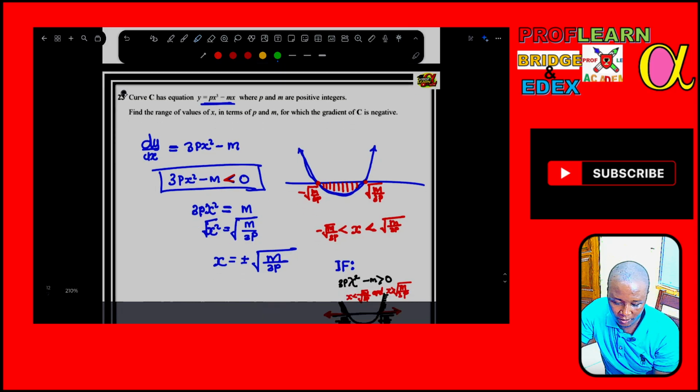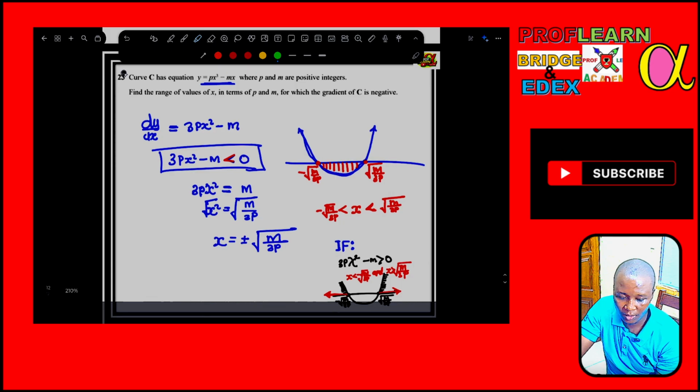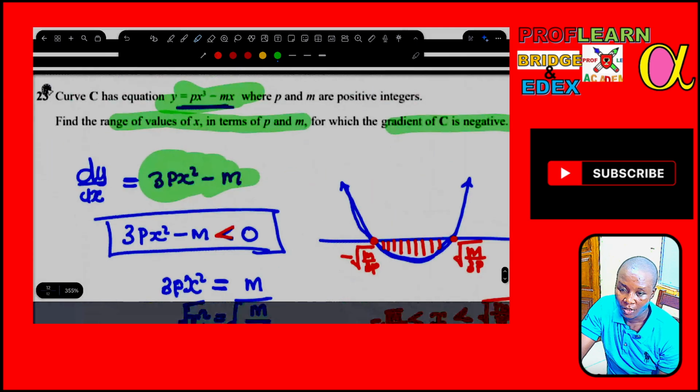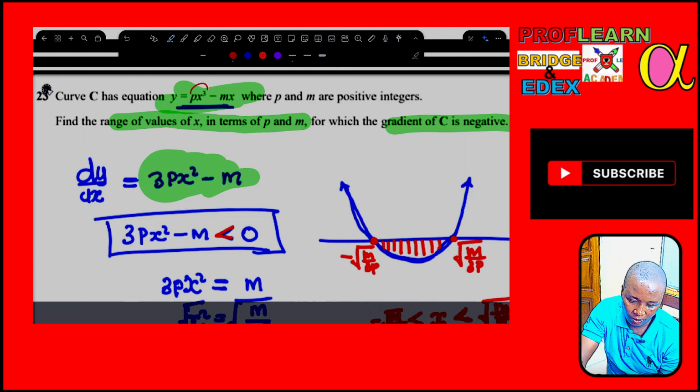Also here, there was another time a question was asked about inequalities, and students were given values like this. Find the range of values of x for which the gradient is negative. So the first thing you are supposed to do is to differentiate px^3 minus mx. Differentiating that, you take the power down in front of p, then you subtract 1 from the power, so you get 3px^2. Differentiating the other term, you are going to get just m.